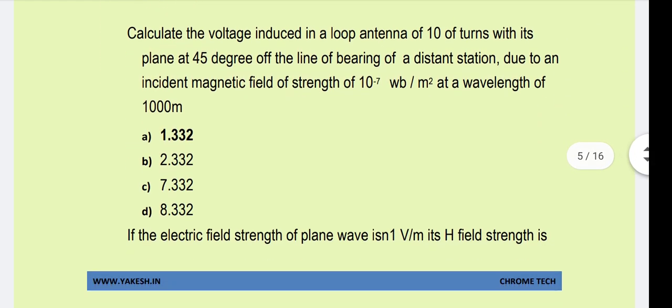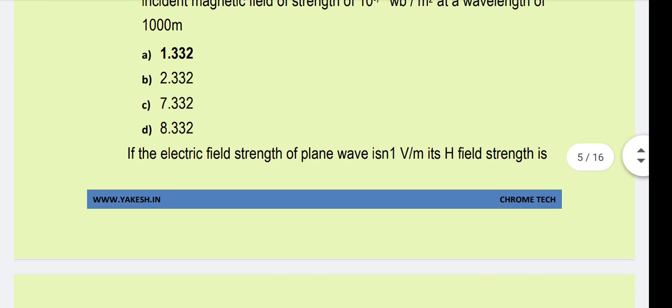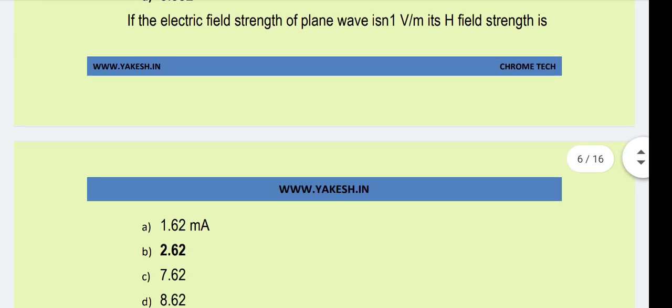Calculate the voltage induced in a loop of 10 turns at 45 degree in a magnetic field of strength 10 to the power minus 7 weber per meter square, wavelength of 1000 m. Option A is the correct answer, 1.332. If the electric field strength of a plane wave is given, H strength is option B, 2.62 is the correct answer.